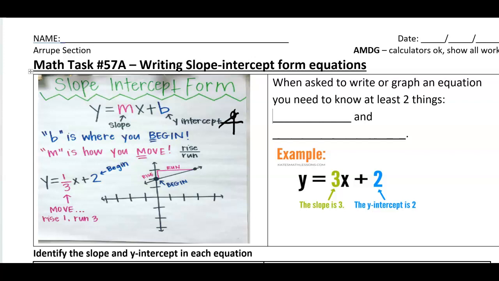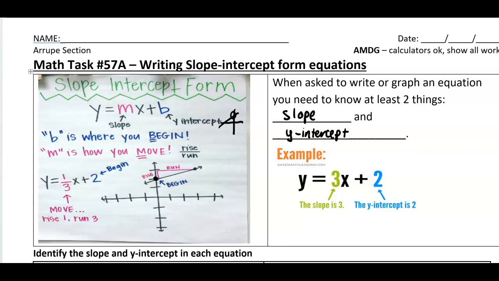So when y equals 1/3 x plus 2, you begin at 2 right here, and then you rise 1 and run 3 to the right. So when asked to graph an equation, you need to know at least two things. You need to know your slope, and you need to know your y-intercept. A slope-intercept form equation is like a set of instructions on how to build a line, right? This tells you where to begin, and this tells you how to move from that point of beginning.